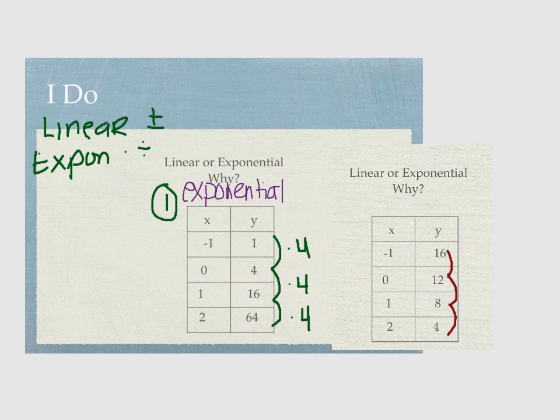16 minus 4 is going to give me 12. 12 minus 4 is going to give me 8. 8 minus 4 is going to give me 4. Remember, we always want it to be the same exact thing. If it's not, then you've done something wrong. If we are subtracting, it says that it is linear. We would go ahead and write, it is a linear table because every single time I am subtracting by 4.